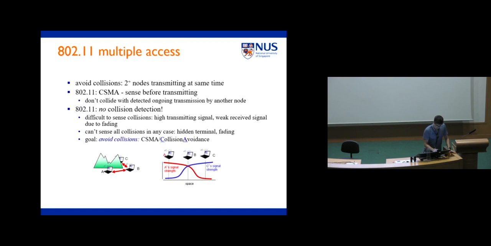So, in short, our problem is to prevent more than two nodes transmitting at the same time. In other words, we want to avoid collisions. In CSMA, carrier sense multiple access, you have sensing before transmission. So you first listen, and if you do not hear anything, then you transmit. And the purpose of that is not to collide with an ongoing transmission, right?